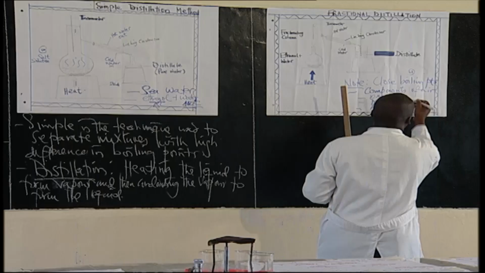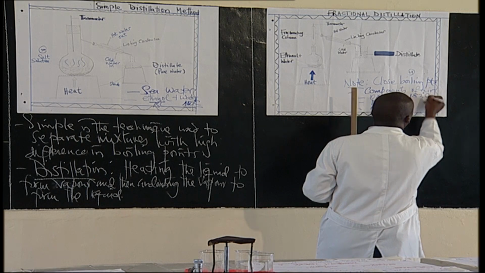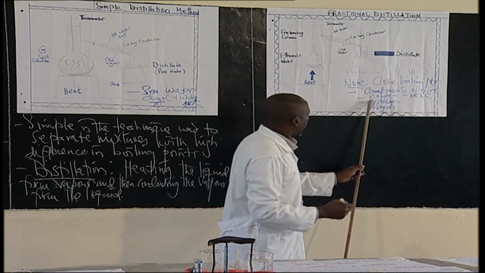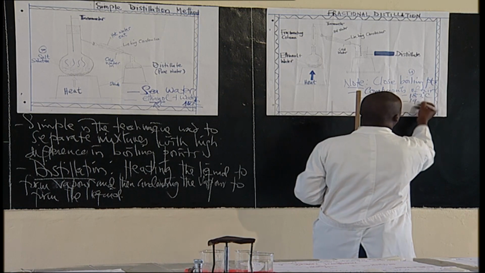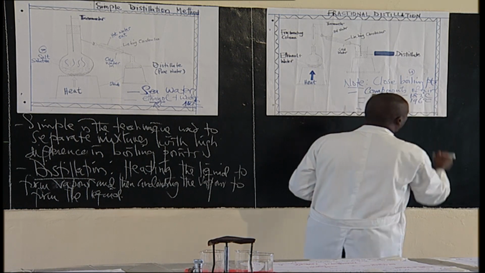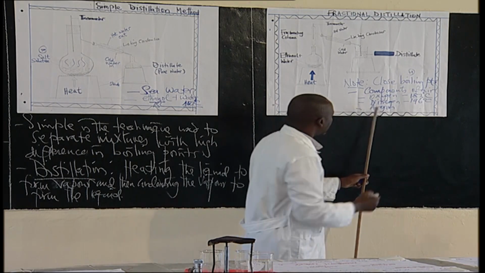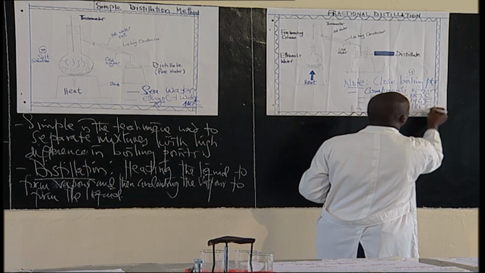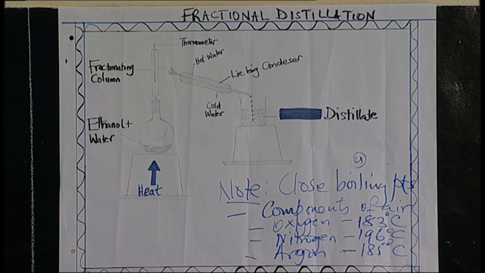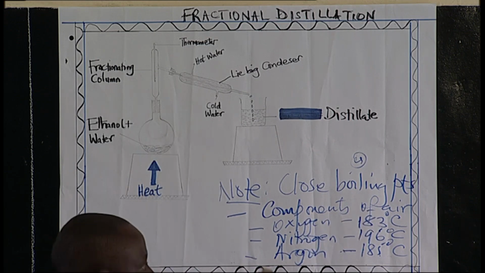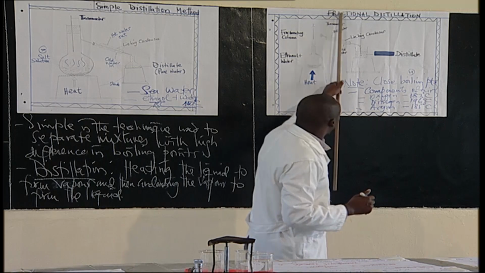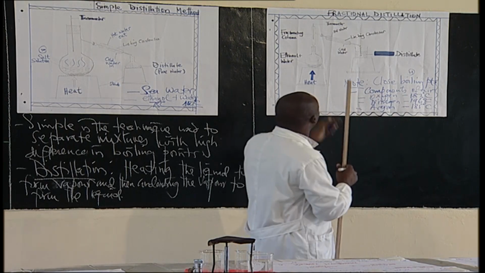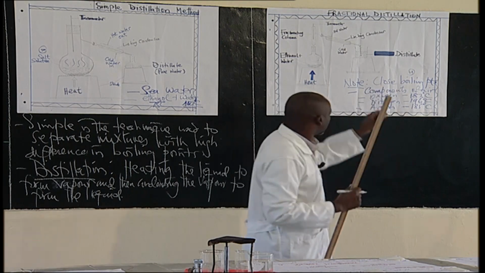Oxygen boils at negative 183 degrees Celsius. Nitrogen boils at negative 196 degrees Celsius, whereas argon boils at negative 185 degrees Celsius. These are substances with very close boiling points. So these components of air can be separated by this method, which is fractional. Fractional means that the substances are collected in fractions.